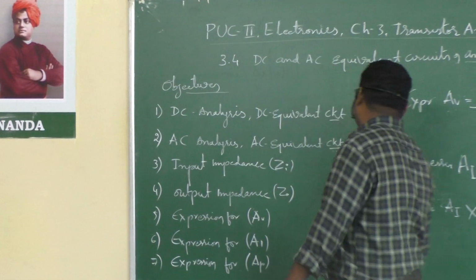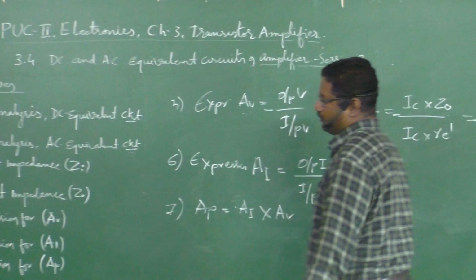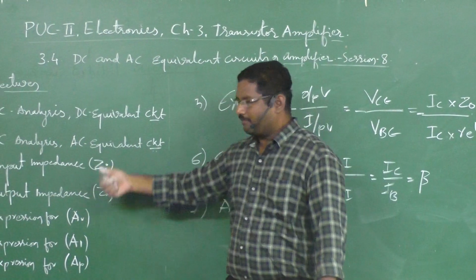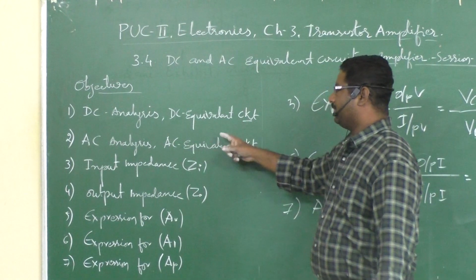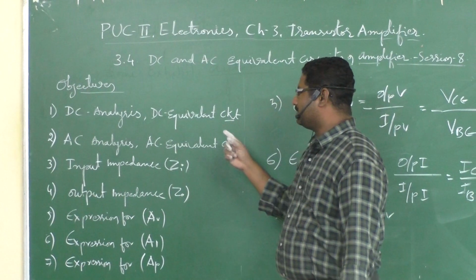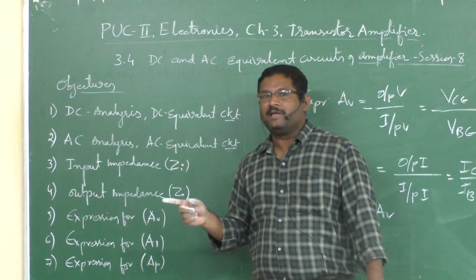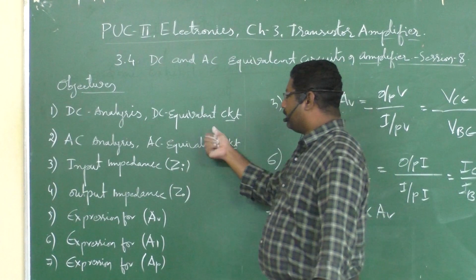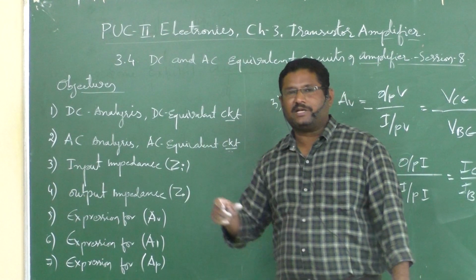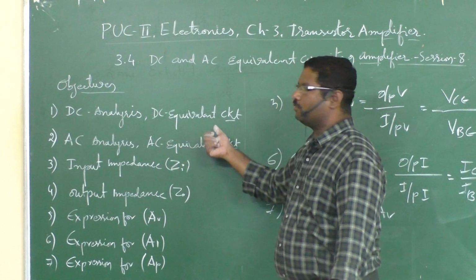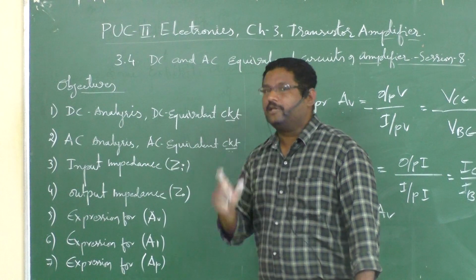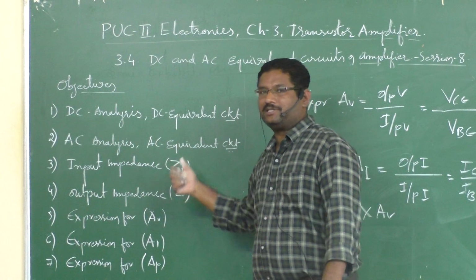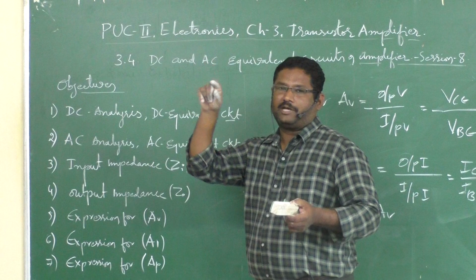So I hope we have covered all the 7 objectives, and I want to revise what we have learned here. In DC analysis, the first step, the DC equivalent circuit can be written by removing the capacitors and AC sources. Once we remove that, first we have to write the circuit diagram. This is usually a question, and students, you are supposed to know how to write this.